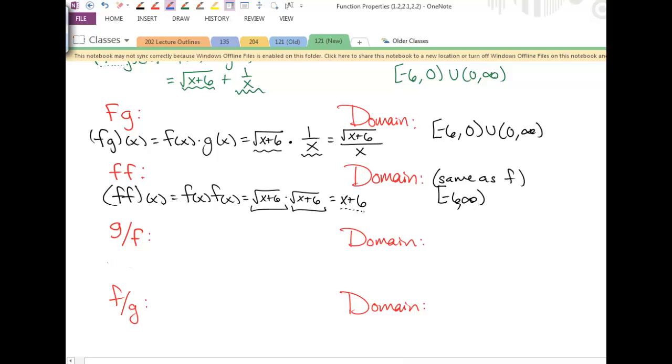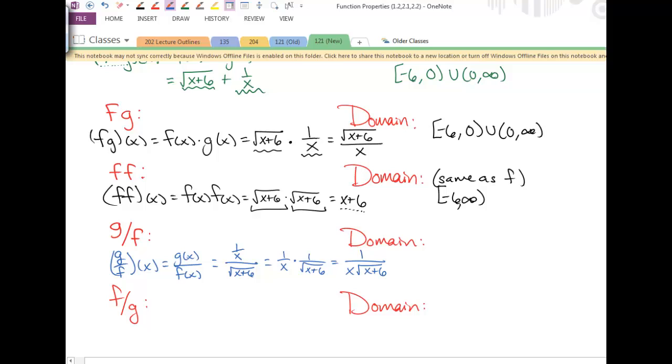Last piece here, when we divide functions, we do have to mess with the domains a little bit. So g divided by f of x. Again, this is just what you would expect. We're taking the g function and we're dividing by the f function. So here that would be 1 over x divided by root x plus 6. This one you can do a little bit of simplifying. So this is 1 over x times the reciprocal, or 1 over root x plus 6, or as a single fraction, x times root x plus 6 in the denominator.